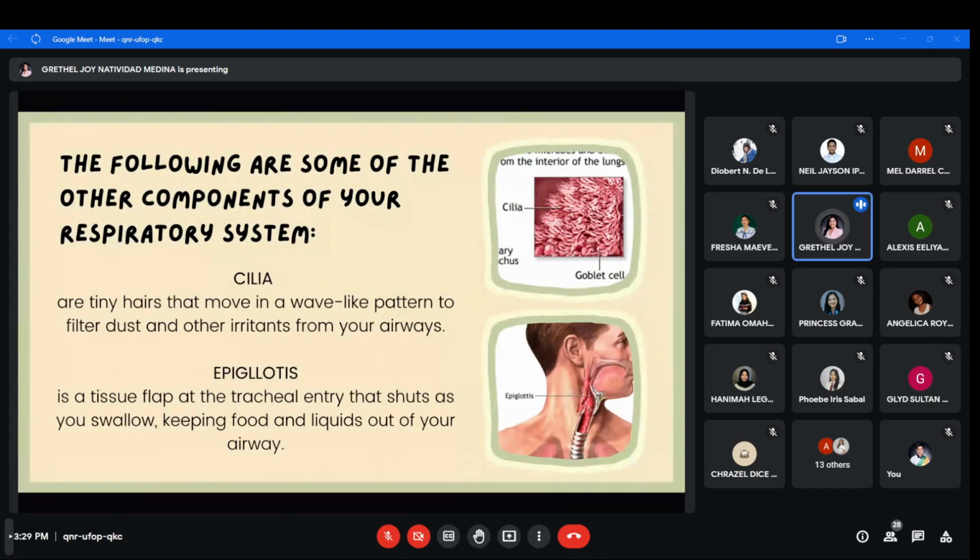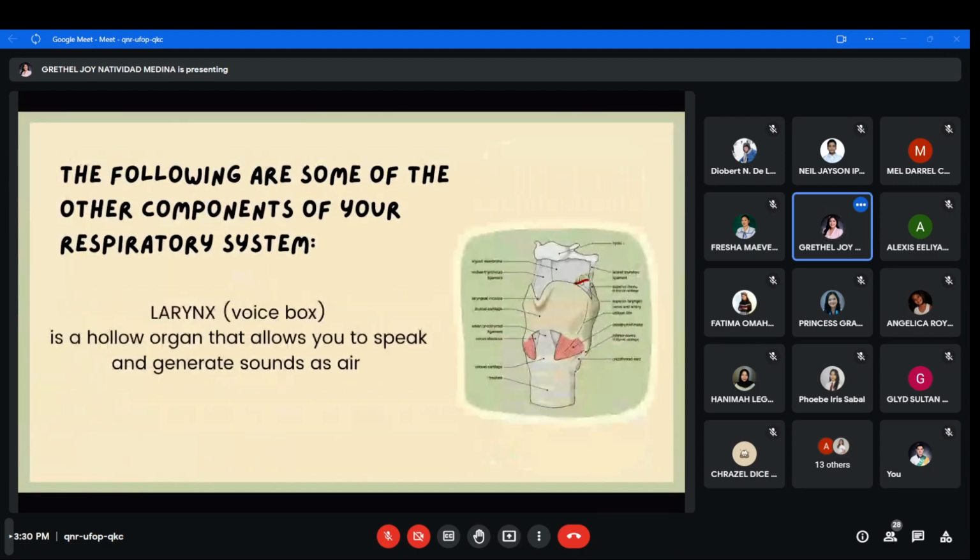It is a tissue flap at the tracheal entry that shuts as you swallow, keeping food and liquids out of your airway. So if kaning epiglottis ma-inflame or infected, ibara niya ang ato ang gimbale mo tawag dili na maka-breathe if ma-inflame siya or infected.